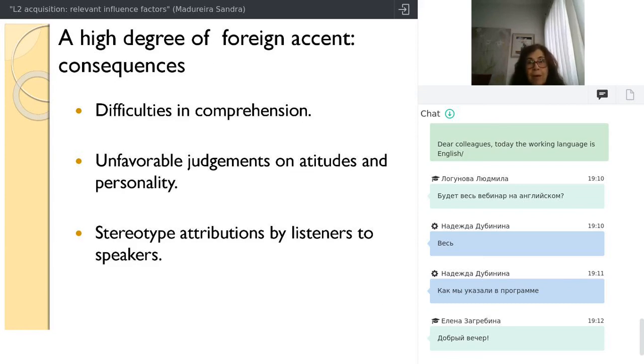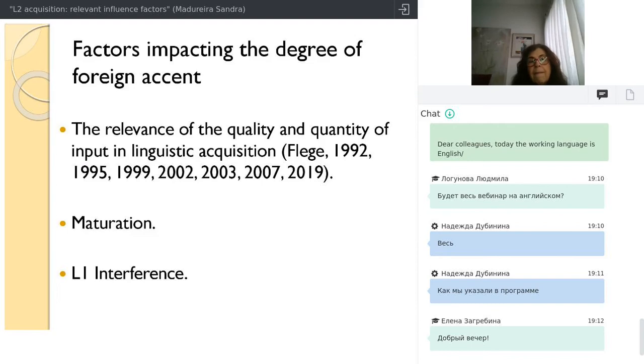Well, one of them is difficulties in comprehension. The other one is unfavorable judgments on attitudes and personality. Of course, not necessarily right, but you can have this, and stereotypes attributions by listeners to speakers. So these are things that have to be considered.